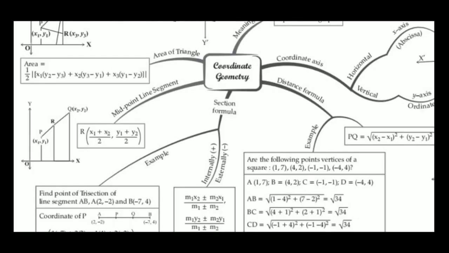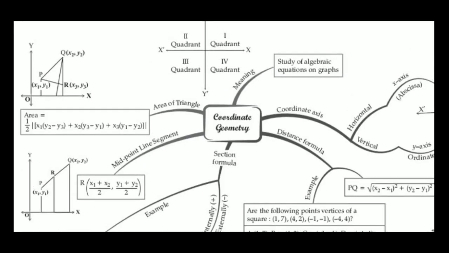After the section formula, we will find the midpoint of a line segment. Let us suppose P and Q are the given points whose coordinates are x1, y1 and x2, y2, and R is the midpoint of PQ. Then you will use this formula: x1 plus x2 upon 2 and y1 plus y2 upon 2. By using this formula, we can find the coordinates of R, which is the midpoint of P and Q.